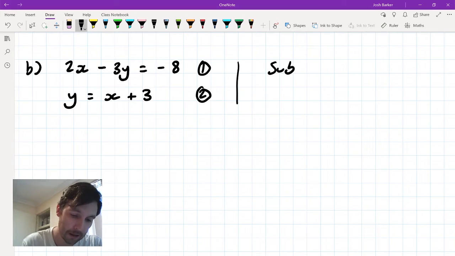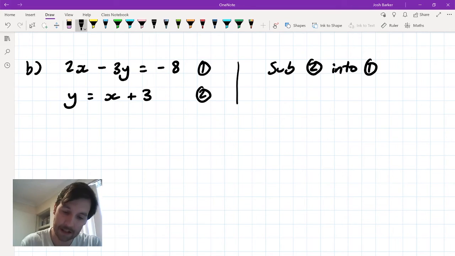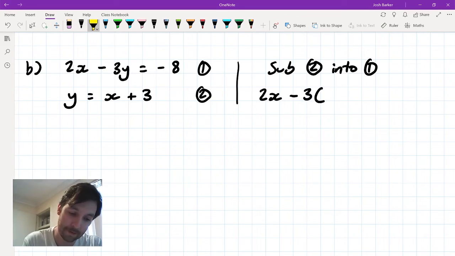Okay, so my technique for this one is going to be to substitute number 2 into 1. Okay, so that's going to give me 2x minus 3 lots of my value that I'm substituting for y, which is x plus 3, minus 3 lots of x plus 3, and that's equal to negative 8.